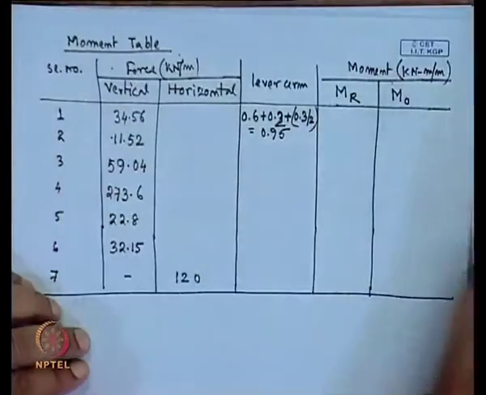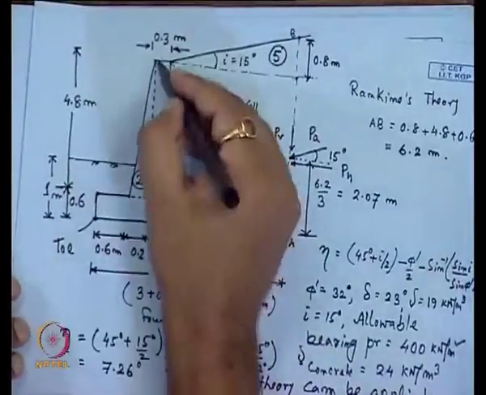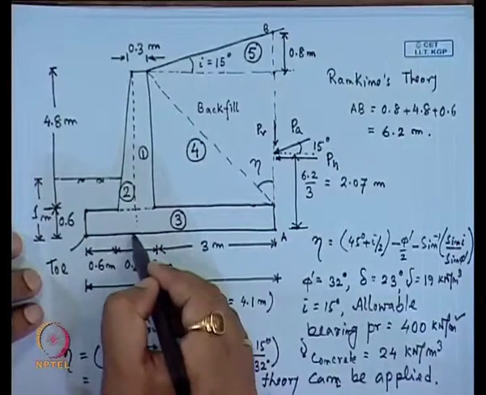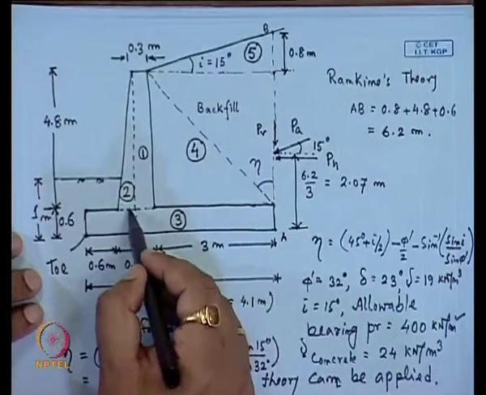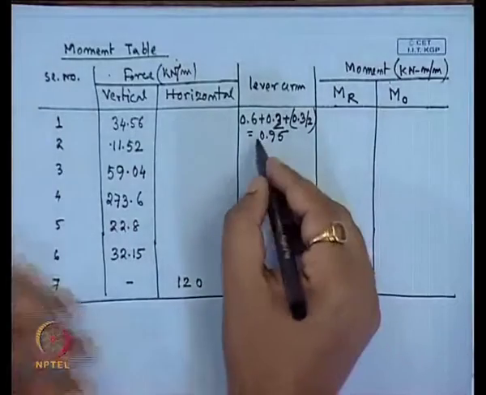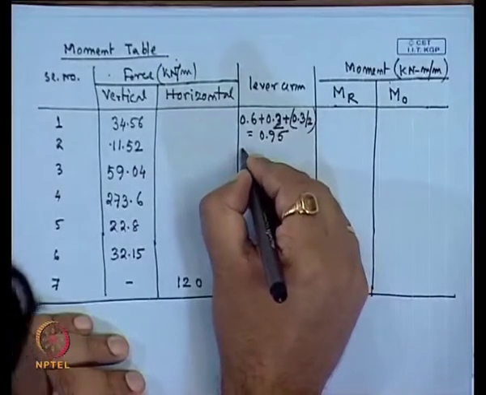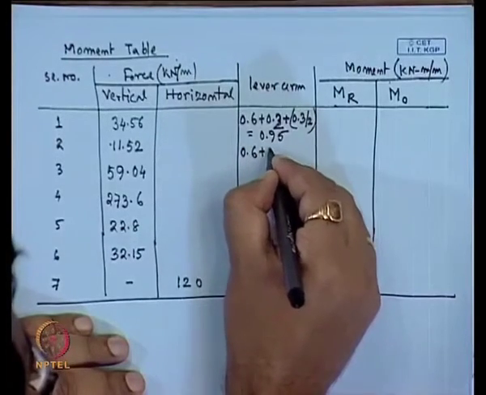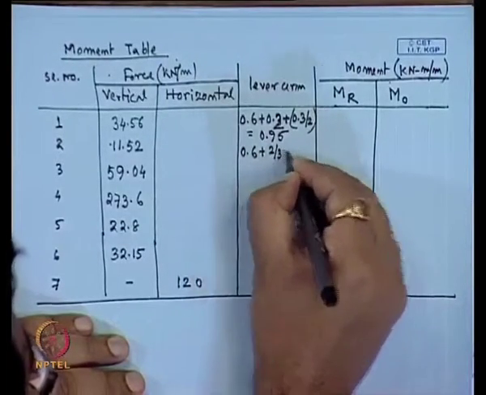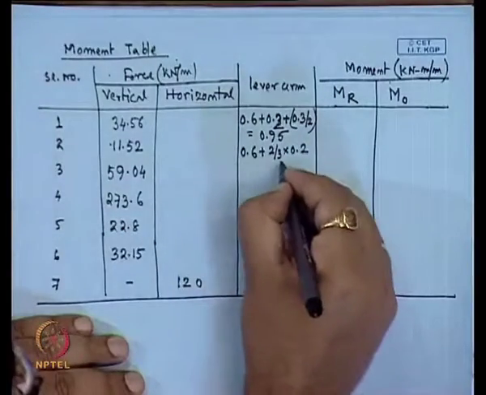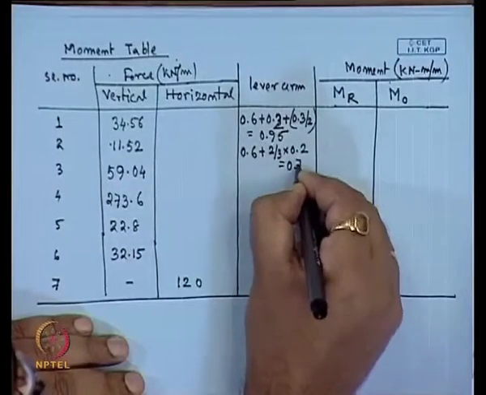Similarly, the second segment is a triangle. Here the lever arm will be 0.6 plus 2/3 of 0.2. That will give you the lever arm of the second triangle portion, which is 0.73.